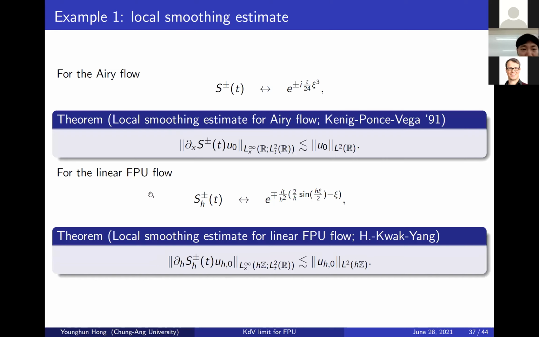So the linear FPU flow is the Fourier multiplier of this oscillating term, but somehow we can prove a sort of local smoothing estimate. The key point is that on the left hand side there is an additional derivative, so there is a smoothing estimate which resembles the local smoothing estimates for the Airy flow for the KdV equation. It looks almost similar.